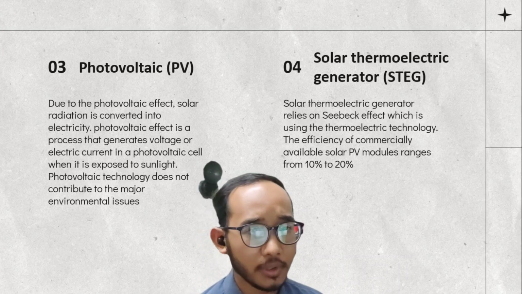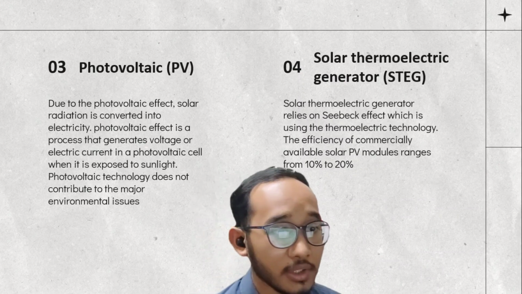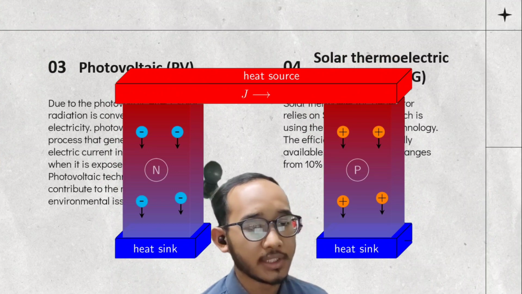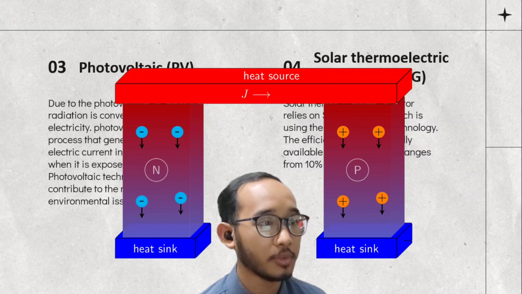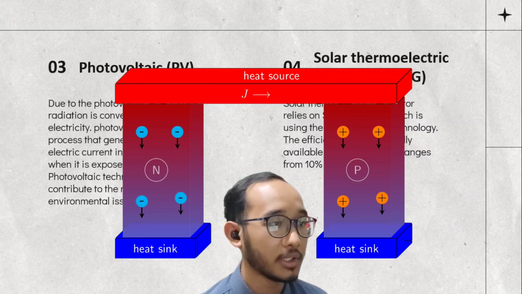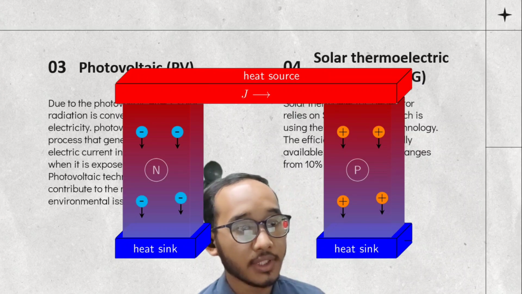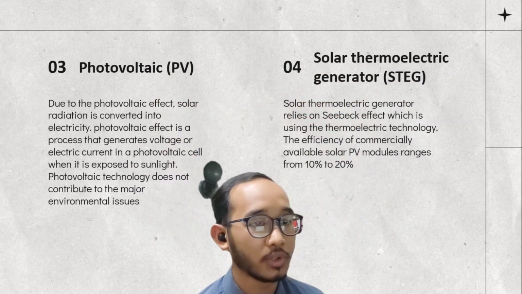So, for the last point in my literature review, STEG. Solar thermoelectric generator relies on the Seebeck effect, which is using thermoelectric technology. The Seebeck effect is when a temperature differential is formed across a thermoelectric device and a properly connected external load, a direct current (DC) voltage arises in the thermoelectric elements and an electrical current flows through the load.